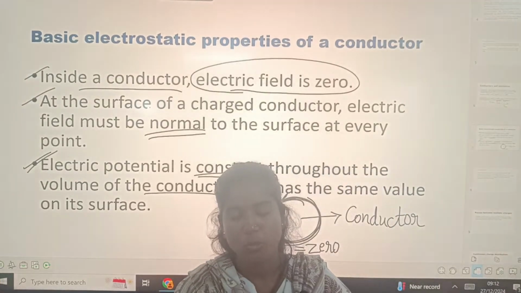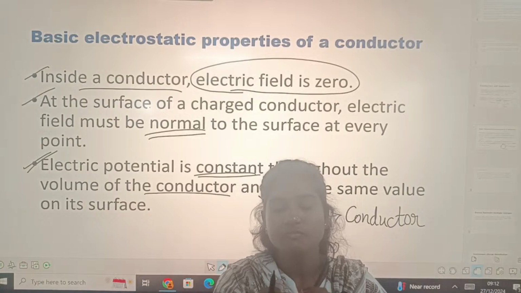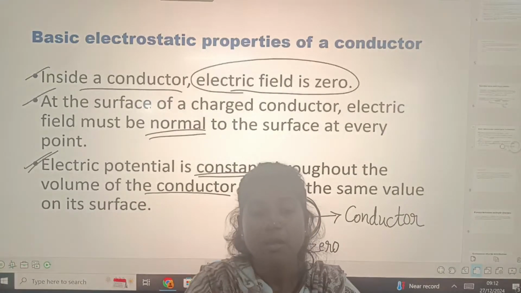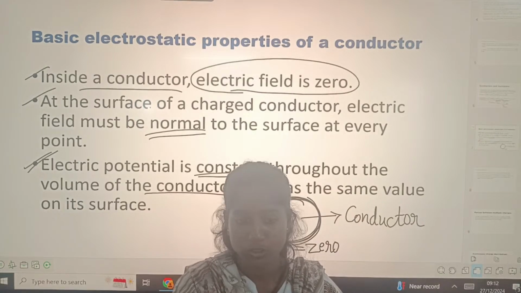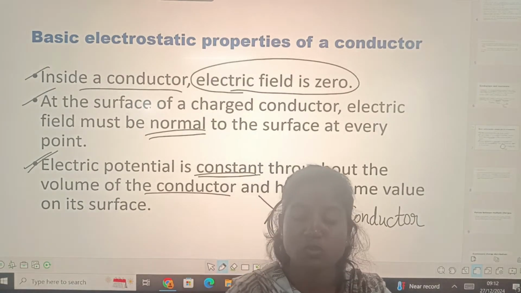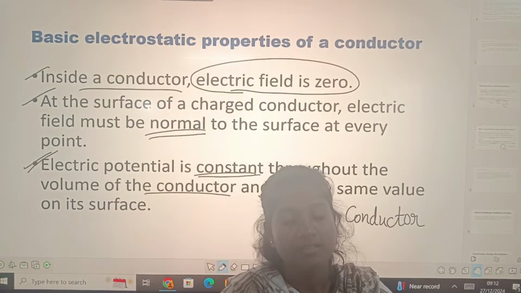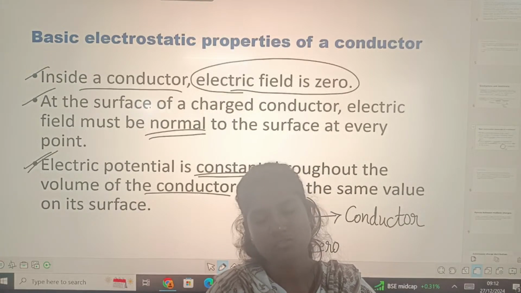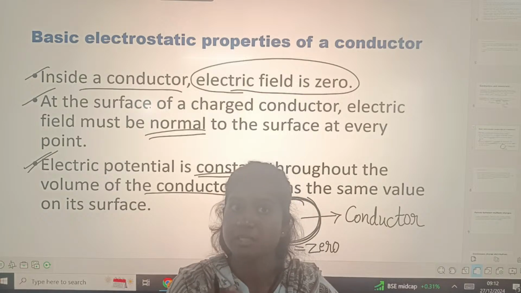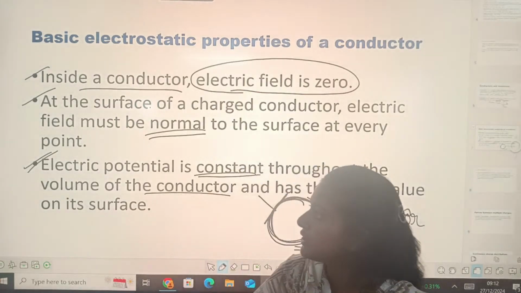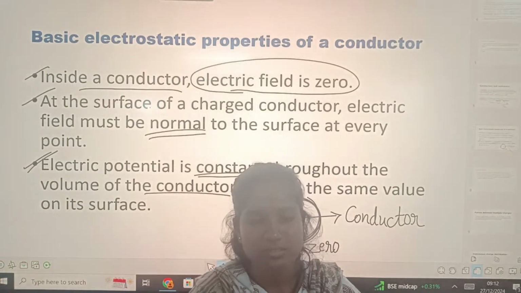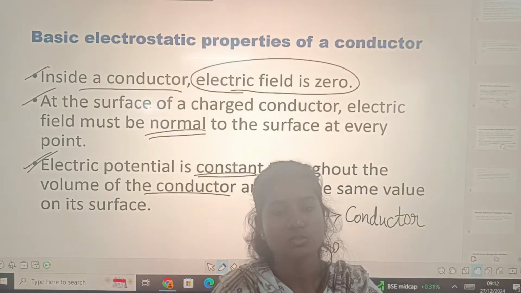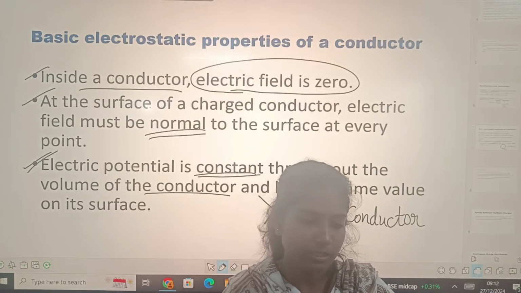See, the basic properties are these. If I take, for example, any conducting material or conducting medium, the electric field inside the material is always equal to 0, and the electric field at the surface of any conducting material is always normal to the surface of that conducting medium. And also, the electric potential is constant throughout the volume of that conducting medium.